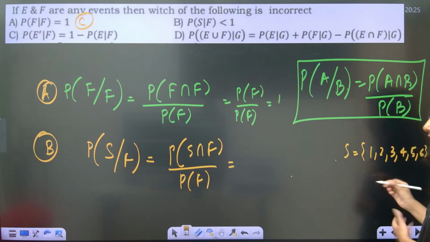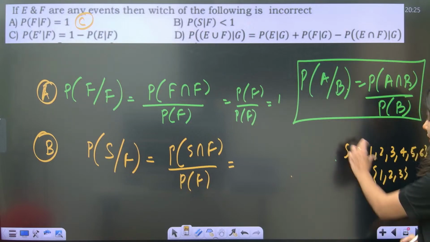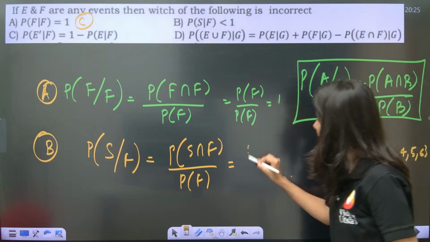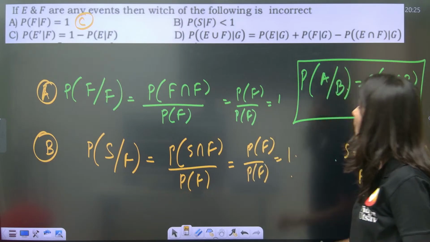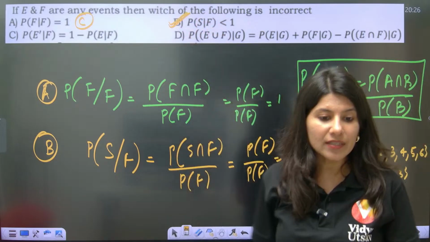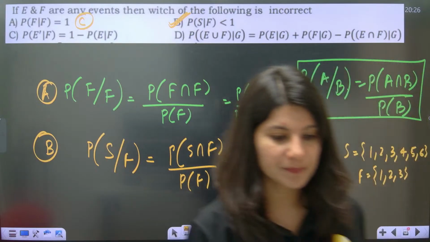Suppose we are throwing a die. F can be getting 1, 2, 3 on the die. So just tell me what is the intersection of S and F. Obviously, this is probability of F upon probability of F. So this is also 1. So that means this is incorrect. Option B is incorrect, my dear students. Option B is incorrect. Okay.